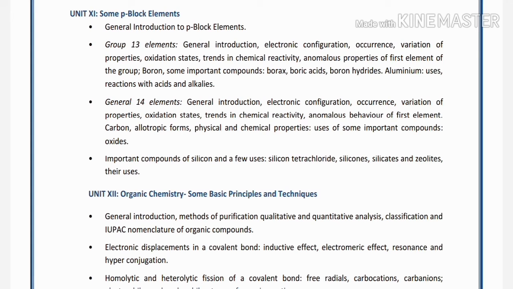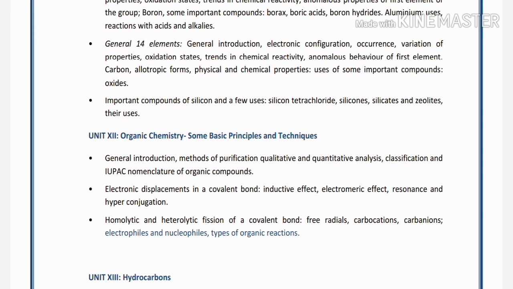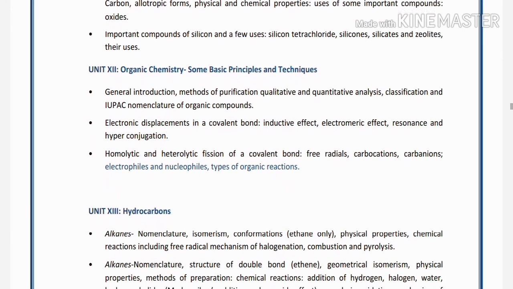Group 14 elements, general introduction, electronic configuration, occurrence, variation of properties, oxidation states, trends in chemical reactivity, anomalous behavior of first element. Carbon: allotropic forms, physical and chemical properties, uses of some important compounds, oxides. Important compounds of silicon and a few uses: silicon tetrachloride, silicones, silicates and zeolites, their uses.